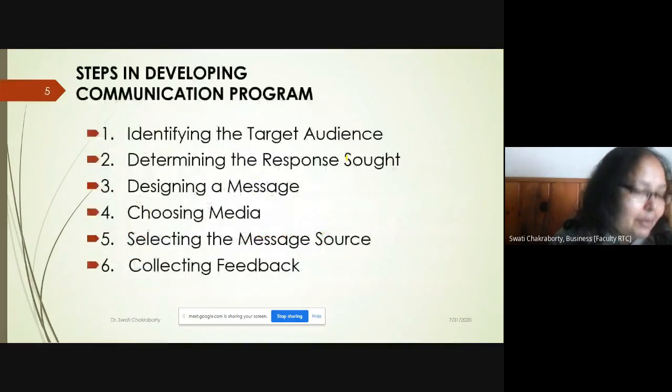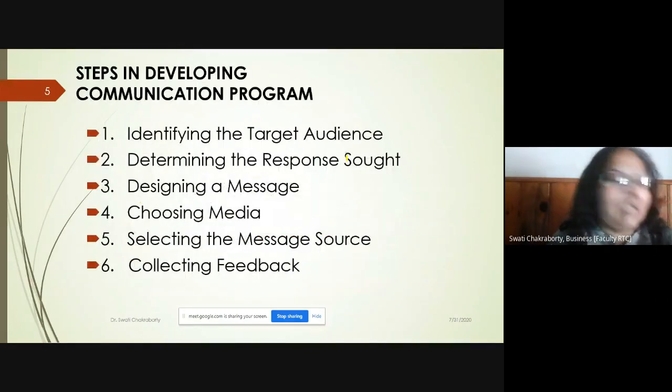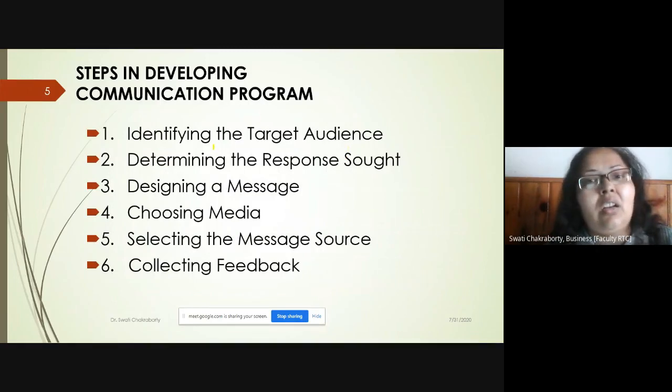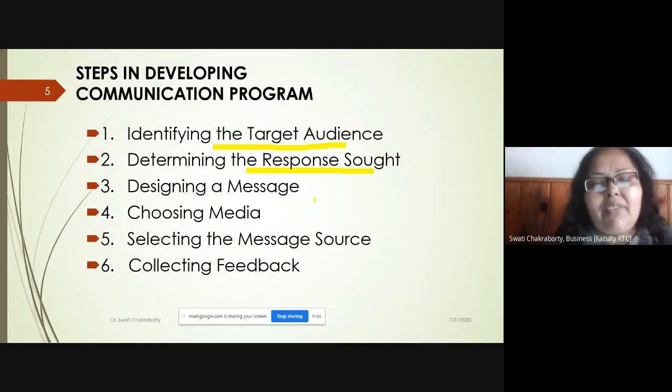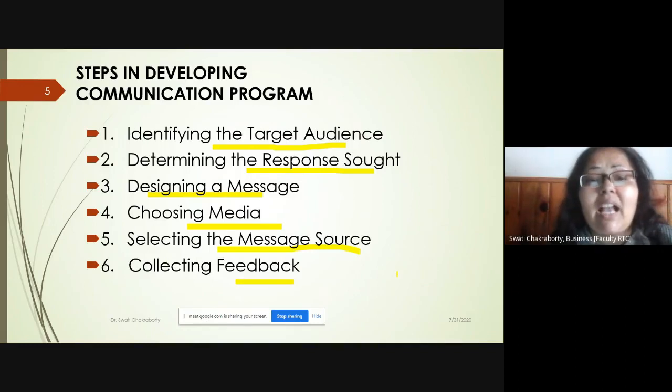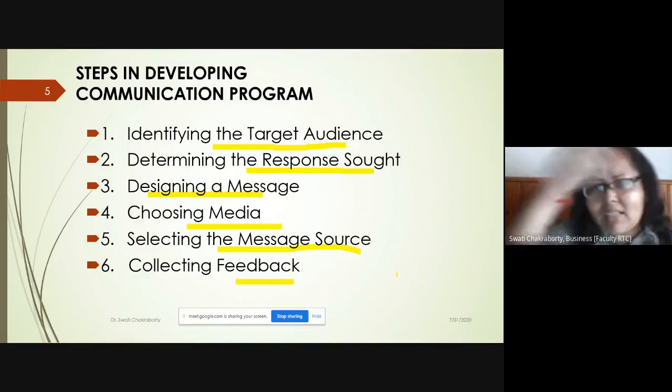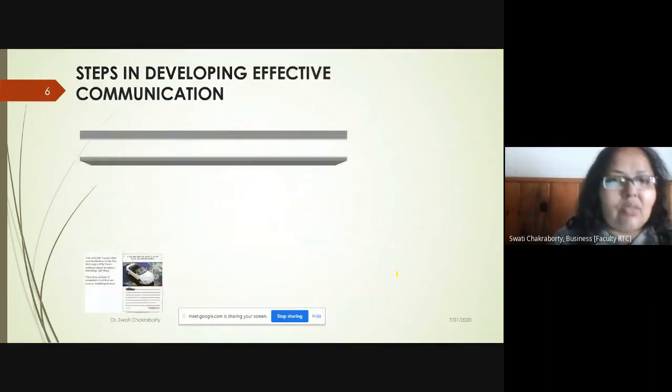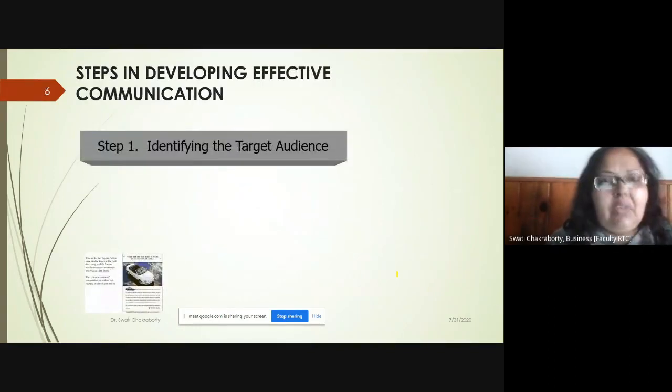Now, the steps involved in developing a communication program: you need to have proper communication with your customers. You have to identify the target audience, who the audience are. You have to determine the response, through a market survey about the customers. Then accordingly design the message of the advertising, choose the right media, select the media source, and start collecting feedback. So this is a cyclical process. That's how it goes.